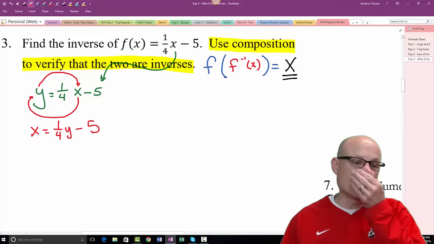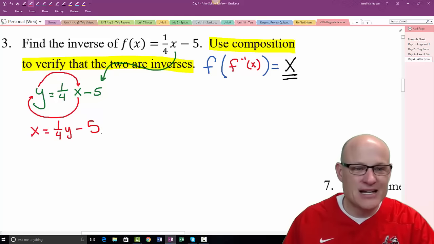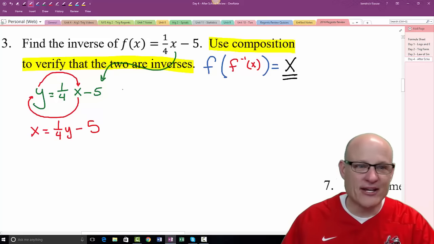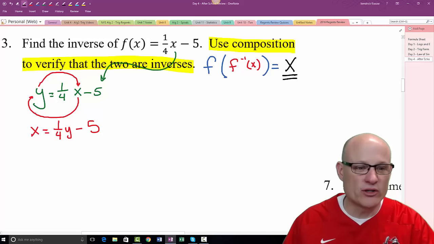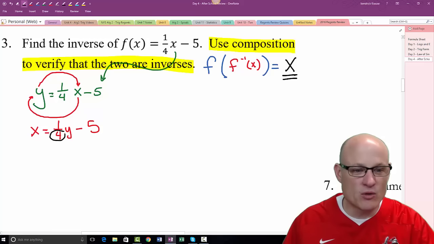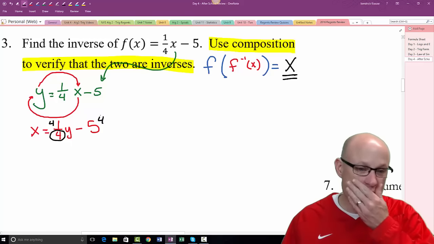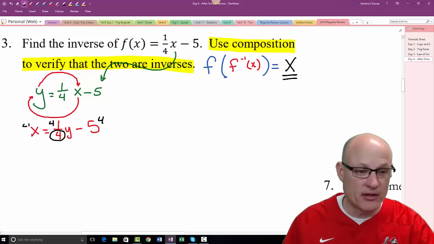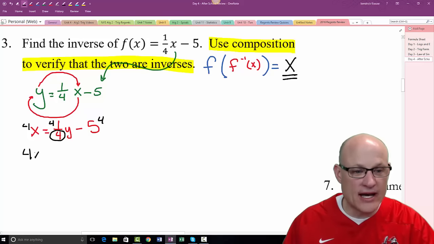All right, so that's what we do first. There we go. Oh, you don't like that 5? It's this 4 that's the problem. So what we're going to do is multiply everything by 4. We're going to multiply this whole side by 4, but that means you got to multiply both sides by 4. So I end up with 4x equals, these just cancel, y minus 20. Bring the 20 over, and I get 4x equals y plus 20.